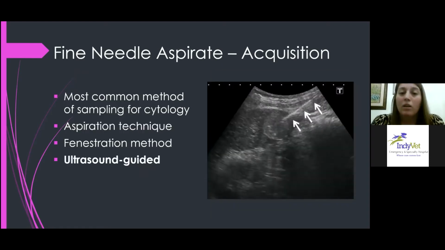The other way we can get a cytology is ultrasound guided. We'll go through this with diagnostics and staging, but if we see an abnormality on ultrasound, we use a needle to make sure that we are in the mass, in the lesion itself, as you can see by the white arrows, and we get a sample of that and expel the contents on the slide.